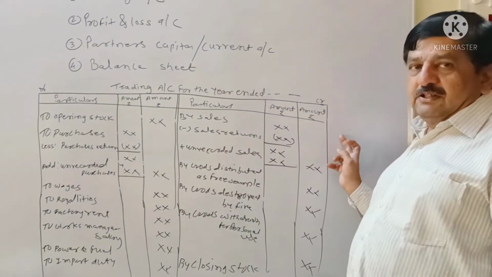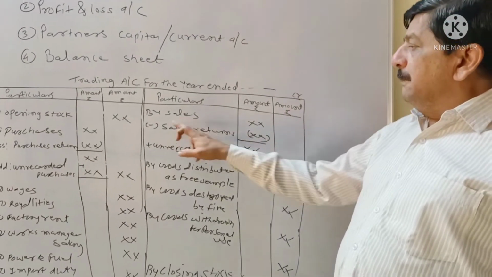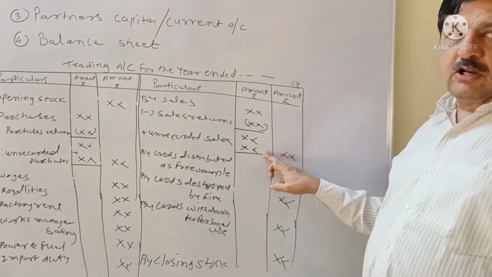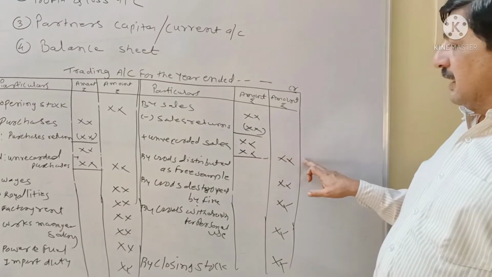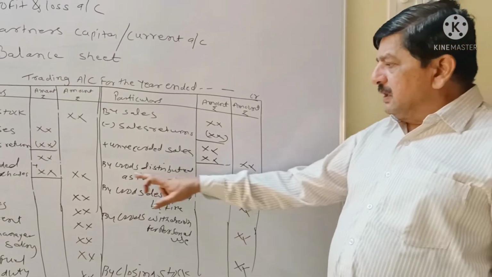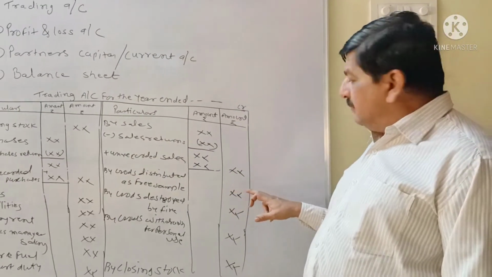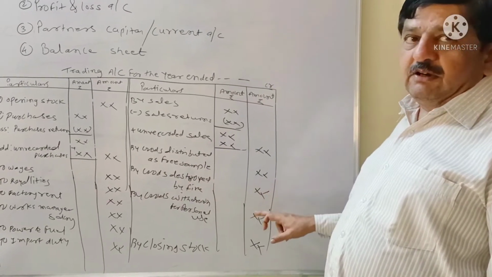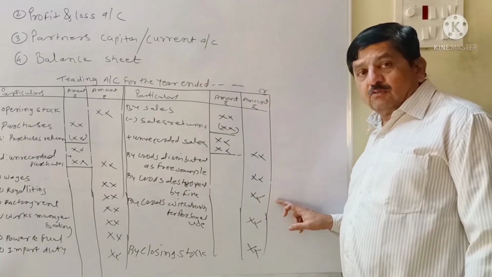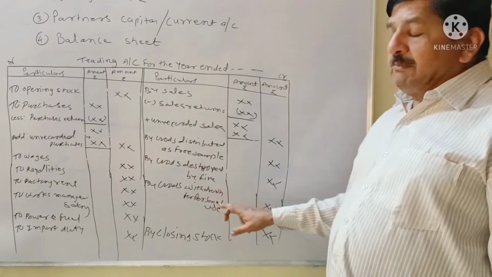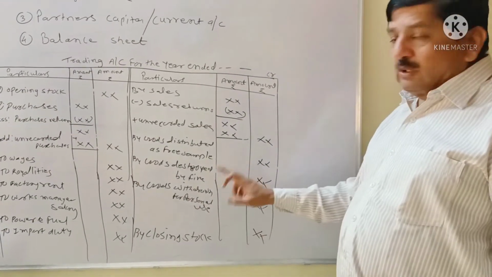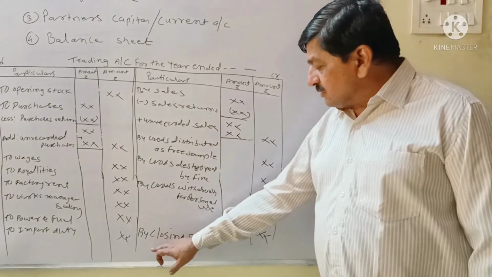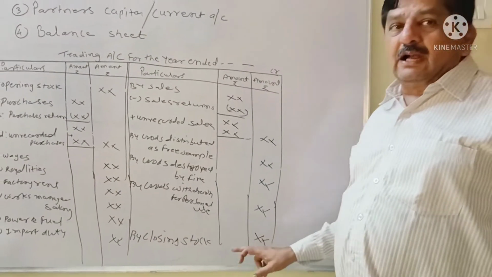On the credit side, credit balances are taken: by sale, less sales return, then add unrecorded sale given in adjustment, taken in the outer column. Goods distributed as free samples, given in adjustment, are taken on the trading account credit side. Goods destroyed by fire, given in adjustment, are taken on the trading account credit side. Goods withdrawn by the proprietor for personal use, known as drawing, are also taken on the credit side. And the last one is by closing stock at the end of the year.